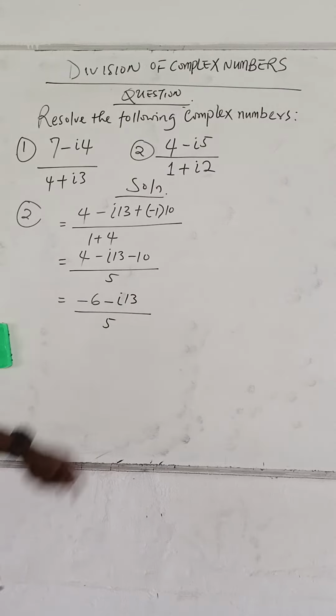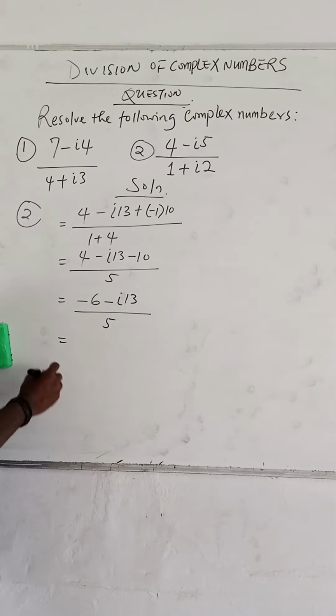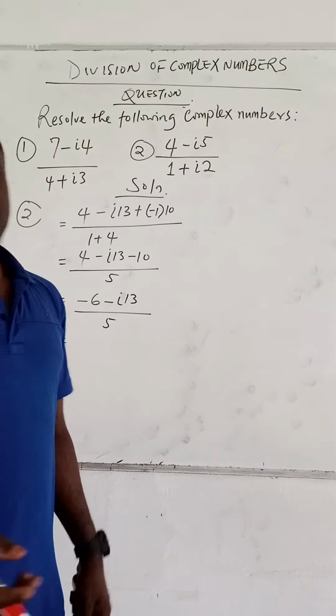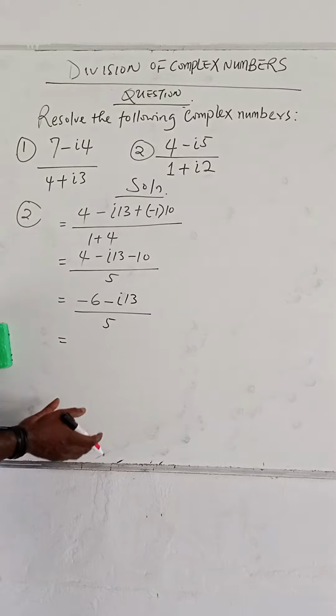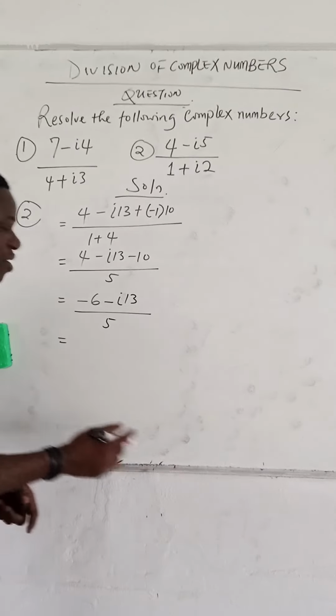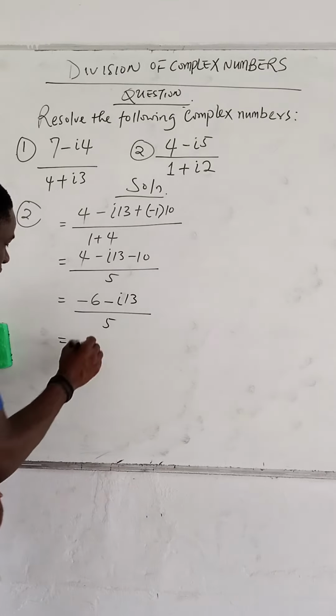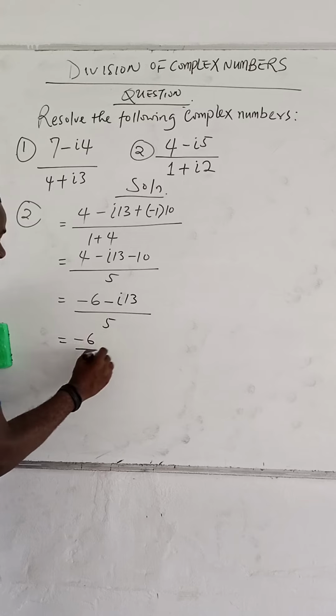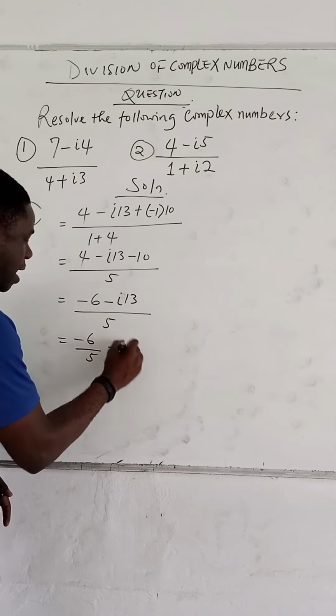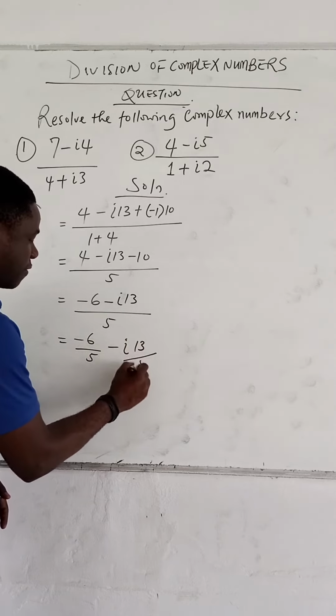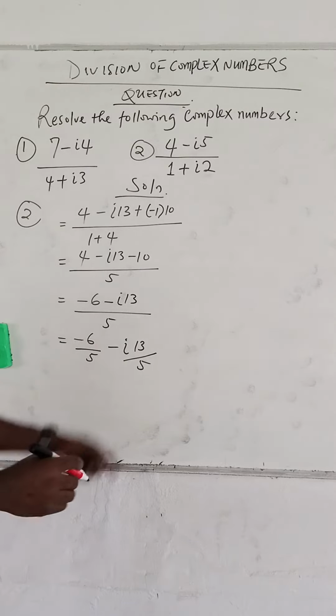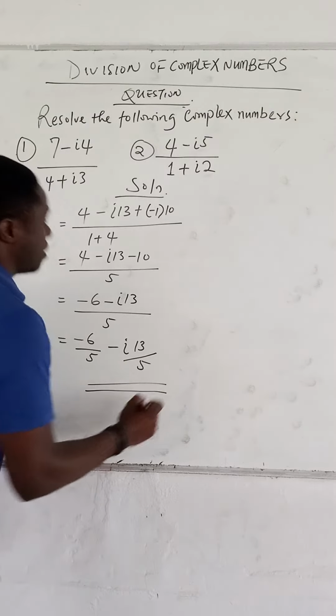You can leave your answer in this way, or you split it into the real part of the complex number and the imaginary part of the complex number. So we have minus 6 over 5 minus I13 over 5. This should be the answer.